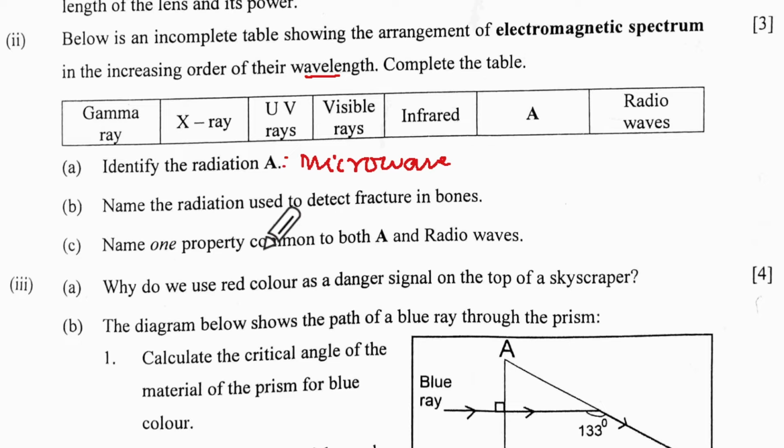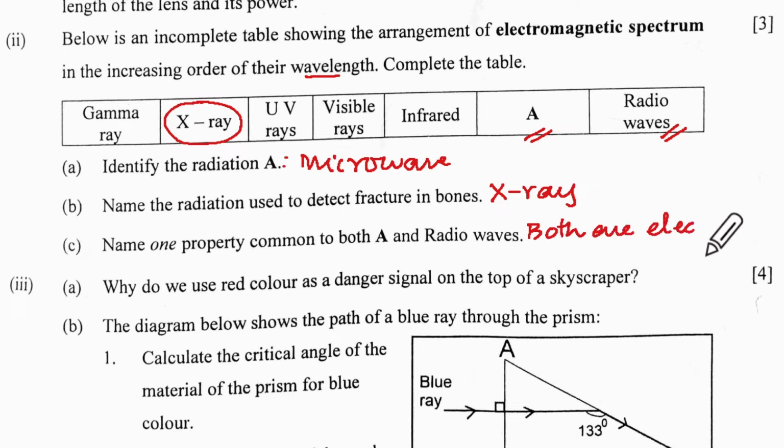B says, name the radiation that is used to detect fractures in bones. That will be this. So we will write X-ray. Name one property that is common to both A and radio waves. Now, both of them are electromagnetic in nature. So you will say both are electromagnetic in nature.